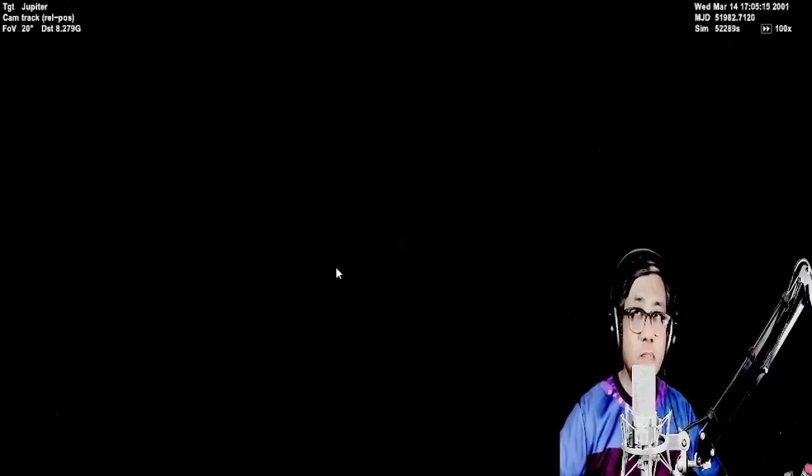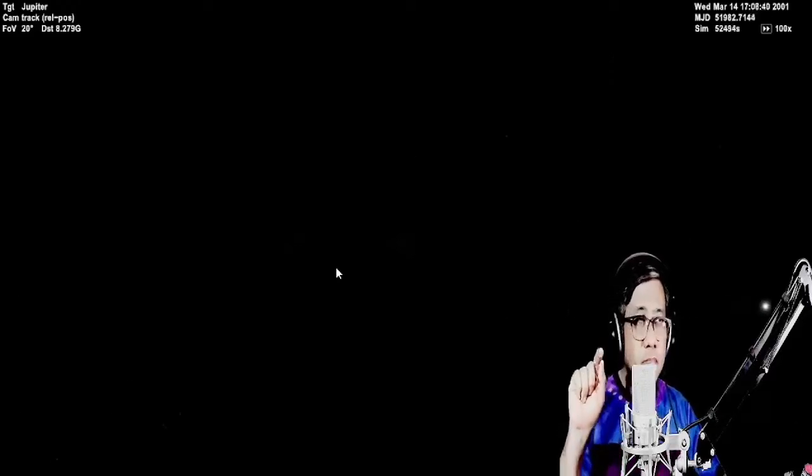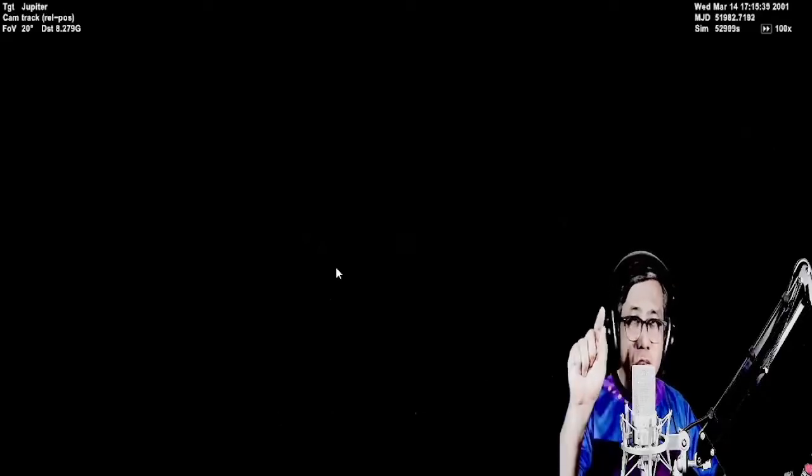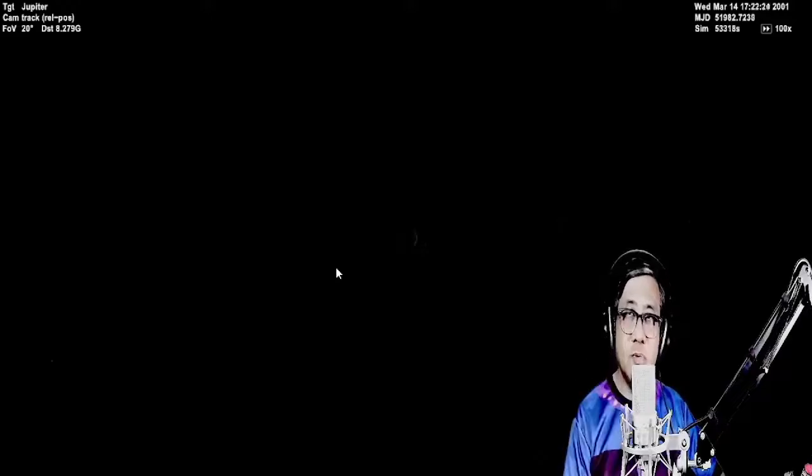Kasi sa orbiter po, meron pong choice na demo mode, no? Demo siya. And under that demo mode, may mga ano din siya. And nandito po yung Galilean view. So yun po yung pinapakita ko po sa inyo.